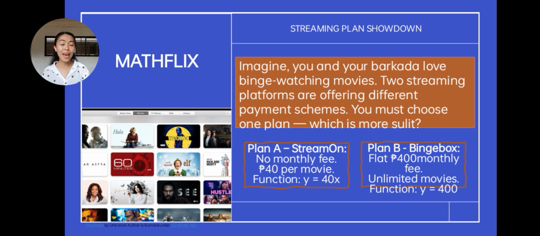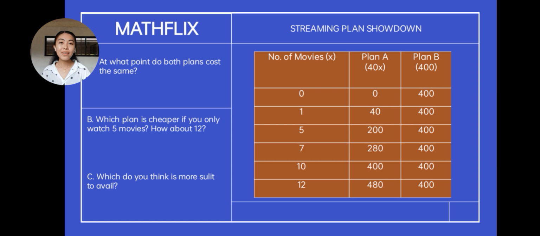For the second plan, we have Binge Box. You have to pay a flat fee of 400 pesos, but you can watch as many movies as you want. And the function to represent that is y is equal to 400. We have here the comparison table to visualize the two plans. In the first column, we have x, which represents the number of movies watched.